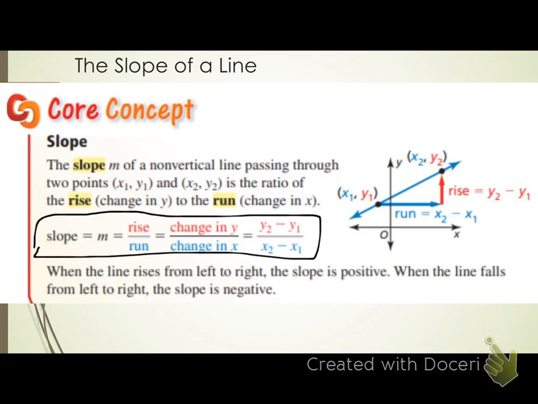Okay. Write that down. These are the different ways we can write slope. Slope equals m. We use m to represent slope. That's the variable we use for slope. Slope equals m, which equals rise over run, which equals our change in y over our change in x. And that equals y2 minus y1 over x2 minus x1.